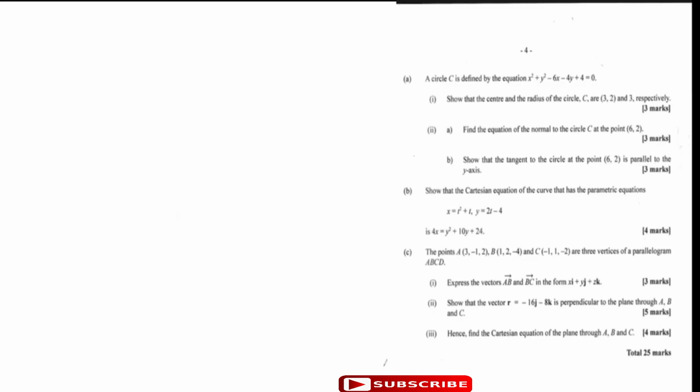Now it says, show that vector R is perpendicular to the plane through A, B, and C. So let's say this is the plane with the different points A, B, and C, and then you have this line, which is vector R. We need to show that the plane is perpendicular to this line. I'm just making up some stuff here. This could be A, this could be B, this could be C.